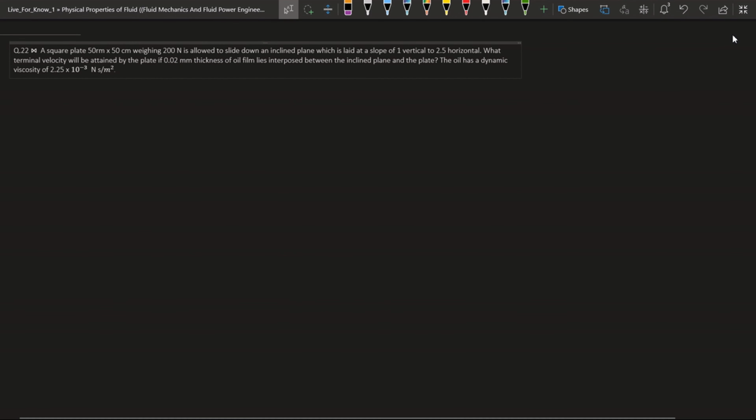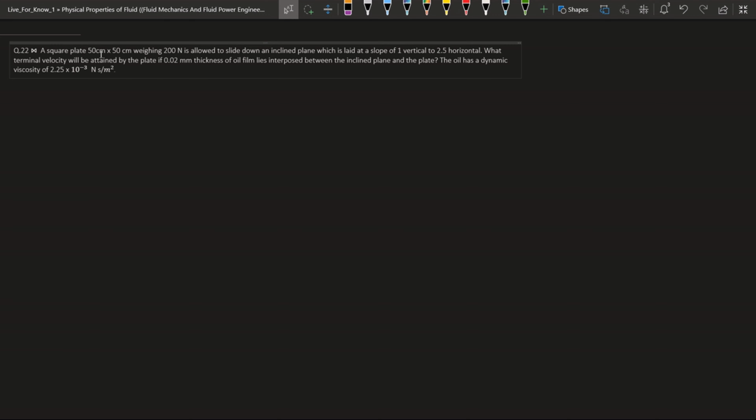So, next question. A square plate, 50 centimeter by 50 centimeter, weighing 200 Newton, is allowed to slide down an inclined plane which is laid at a slope of 1 vertical to 2.5 horizontal.